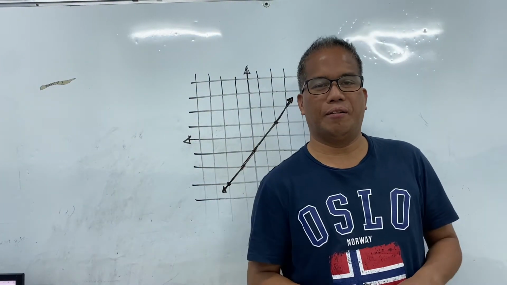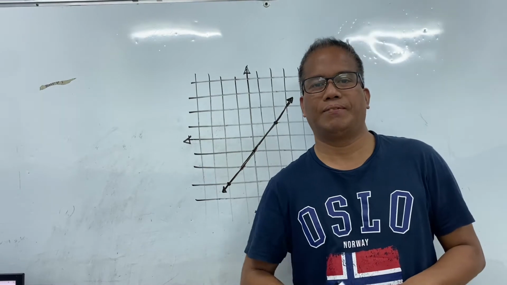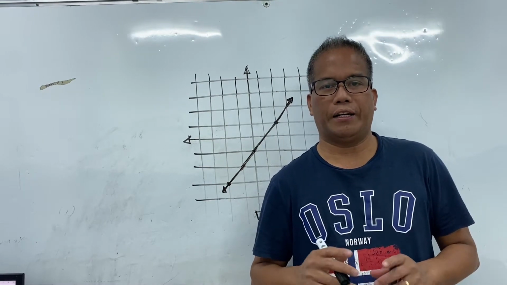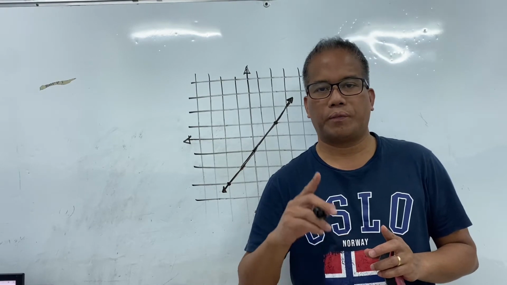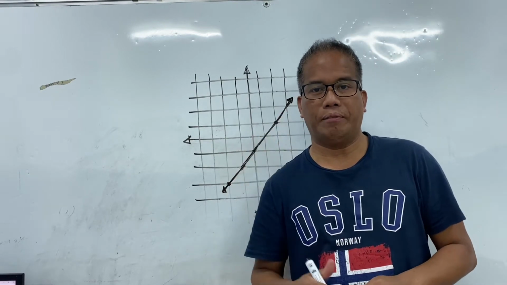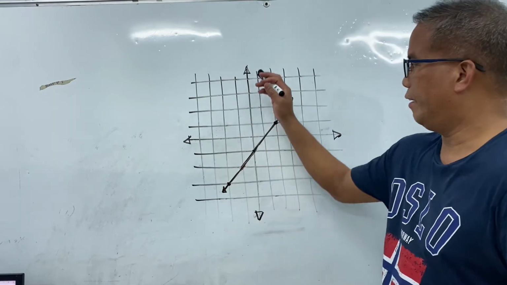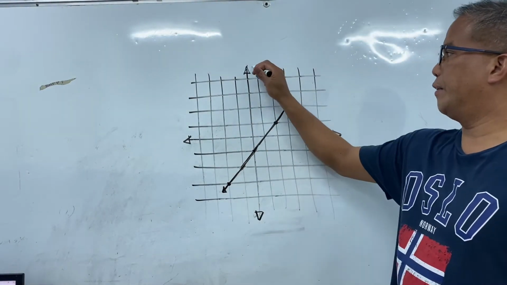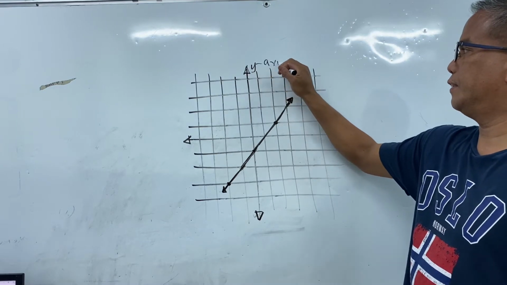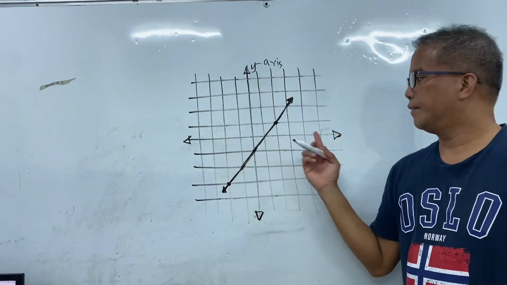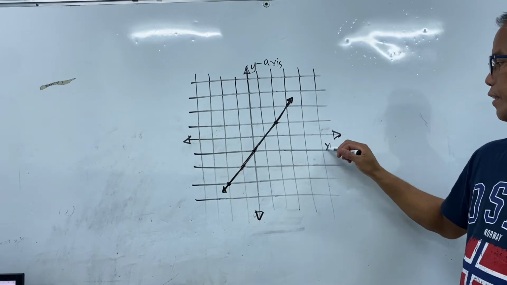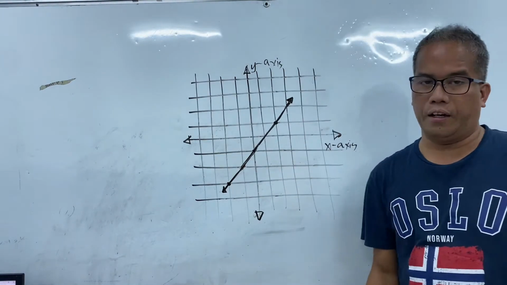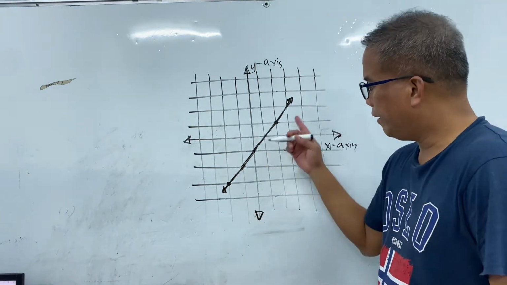For today's video, I'm going to teach you how to find the coordinates of the other endpoint of the graph. So we have here the Cartesian plane. This is the y-axis and the horizontal line is the x-axis. So I draw here a graph, a line.